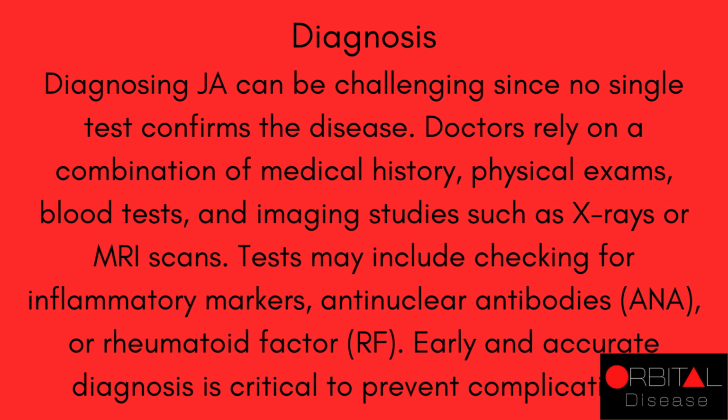Diagnosis. Diagnosing JA can be challenging since no single test confirms the disease. Doctors rely on a combination of medical history, physical exams, blood tests, and imaging studies such as X-rays or MRI scans. Tests may include checking for inflammatory markers, anti-nuclear antibodies, ANA, or rheumatoid factor, RF. Early and accurate diagnosis is critical to prevent complications.